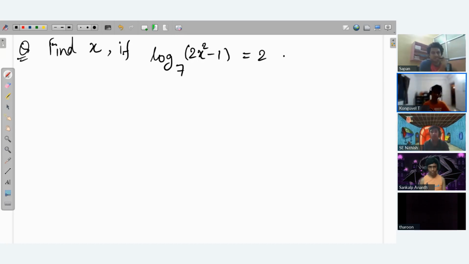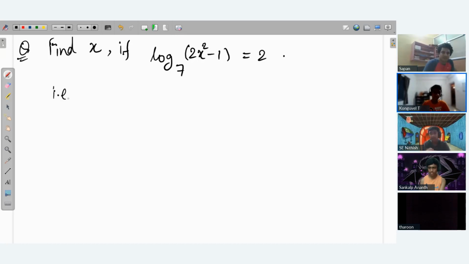Apart from 5, there is also another value: minus 5. Very good. So then minus 49 will be the answer, right, sir?